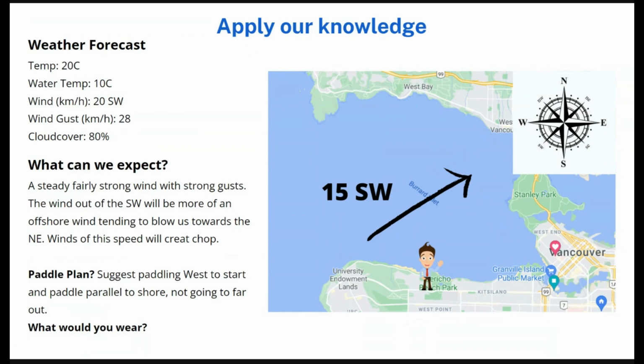Wind gust. I didn't mention gust, but a gust is when the wind blows up and then dies down. That steady wind is our wind speed. The gust is what it blows up to and then drops from. So that gives us the highest amount of wind we might expect. Cloud cover, 80%. I always look at cloud cover because I want to know, is it going to be hot or am I going to be cold?